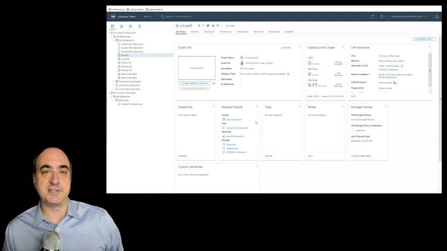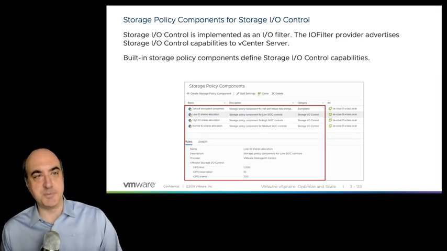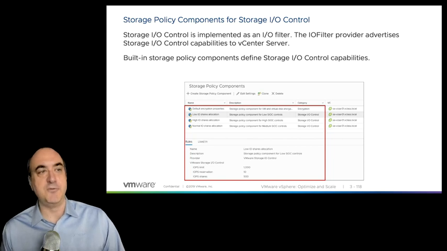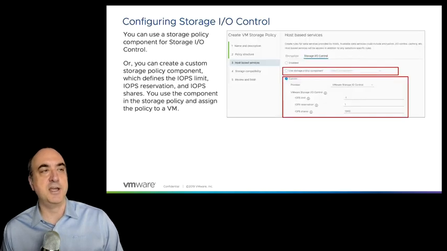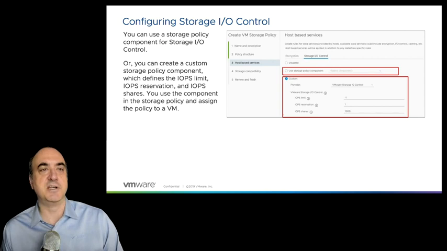So let's go back to our slides. So our slides basically show the same thing, right? Storage IO control is implemented as an IO filter, which basically means you need to have a storage policy component in order to configure this. So we have those built-in ones like we just mentioned, high IO, low IO, and normal IO allocations. And again, you go ahead and assign one of those to a policy that we're assigning with some host-based services.